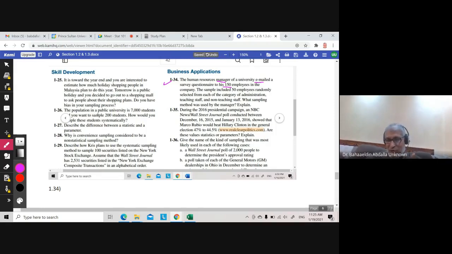The sample included 50 employees randomly selected from each of the categories of administration, teaching staff, non-teaching staff. Okay, so he divided the university into three subgroups: administration people, teaching staff, and non-teaching staff. And from each subgroup, he selected 50 employees. 50 plus 50 plus 50, he got 150 employees. This is his sample, and he sent the questionnaire to them. Now the question: what sampling method was used by the manager?